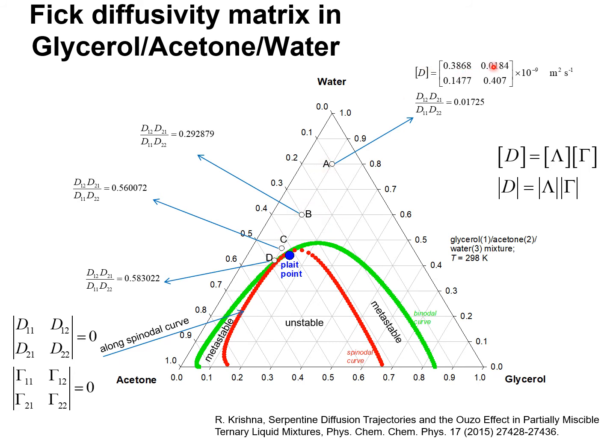For composition A, the matrix of Fick diffusivities has these elements, and if we take the product of the cross coefficients and divide by the product of the diagonal elements, the ratio is found to be 0.01725. This ratio increases as we approach the region of phase immiscibility. Consequently, the magnitude of the coupling effects increases as we approach compositions close to phase separation. This has severe consequences for composition trajectories in regions close to the two-phase region.